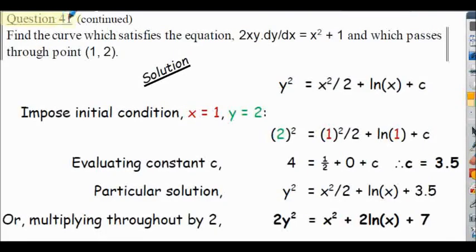And question 41, solution continued. We have our initial condition given, so we put the y on the left hand side of the equation and the x on the right hand side. Constant of integration, c, is 3.5. And here's the final solution. We're asked to produce 2y squared is equal to x squared plus 2 multiplied by ln x plus 7.